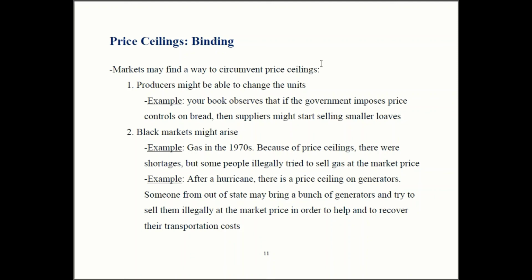I read an article about someone who was selling generators after a hurricane. What he did is he bought a bunch of generators in his home state and traveled down to the disaster area, and he tried selling them at a price that was above the government price. So that's a black market for generators, and that's a way to get around the price control. However, he was caught and he got some really big fine for helping people.